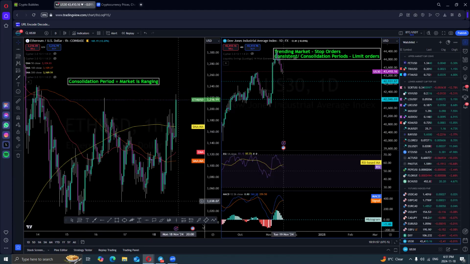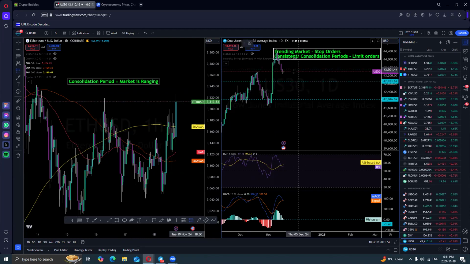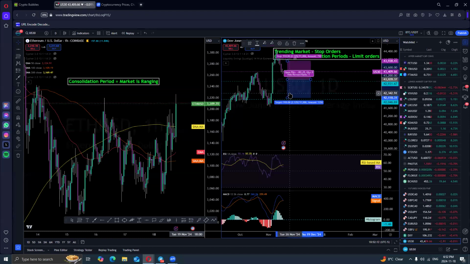So for the sake of this, let's say we're gonna do a short position. We're gonna place a sell stop about 200 to 300 points below the previous low, about here. So we'll place a sell stop here.